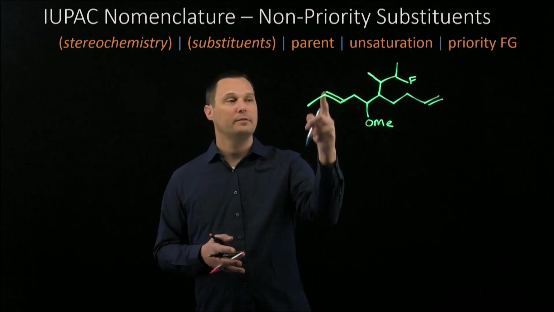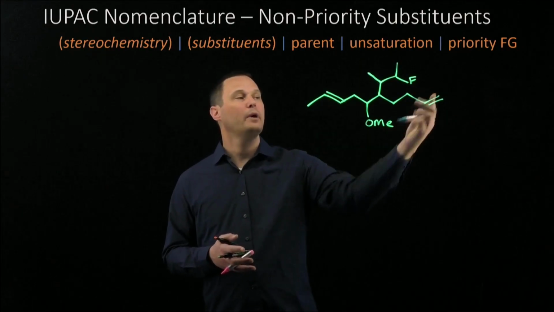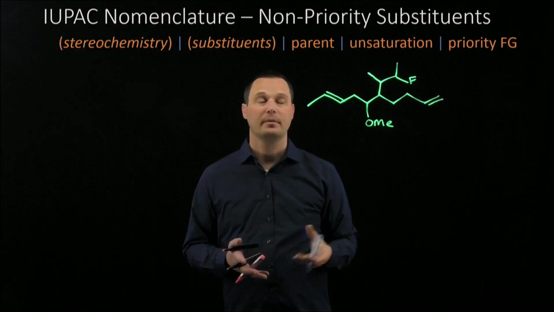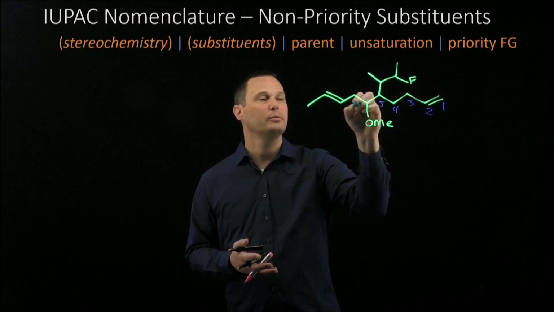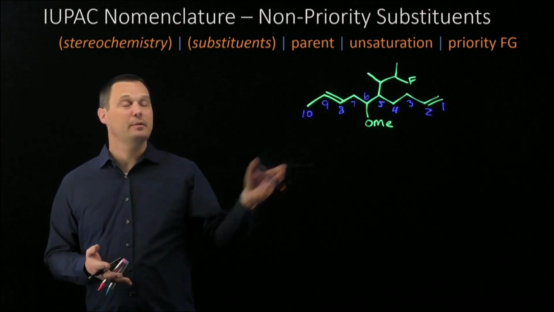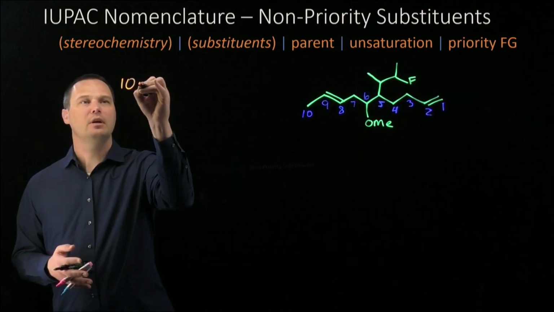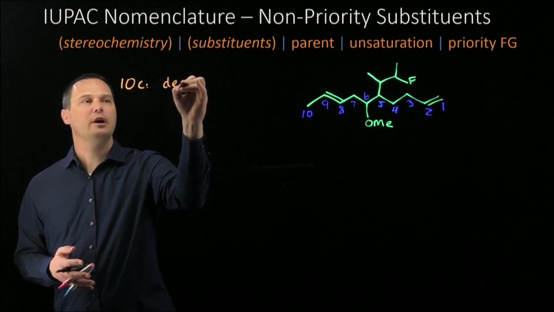From the left, we get the first alkene at carbon number 2, but from the right, we get the first alkene at carbon number 1. Therefore, we'll number this molecule left to right to give the alkene the lowest possible number. The next step is to name the parent hydrocarbon. With 10 carbons in our longest consecutive chain, the 10-carbon hydrocarbon is decane.